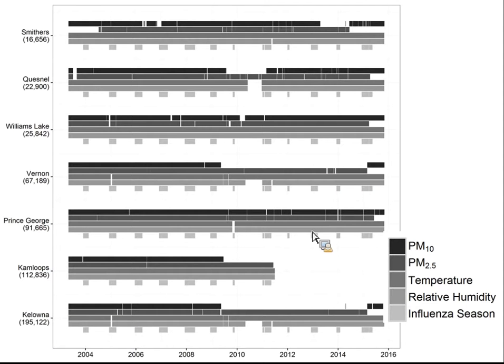This is what the time series of data looks like for each of these local health areas. They are sorted here according to their population size. You can see the dark line is PM10 measurements, the lighter line is PM2.5, then we have temperature, relative humidity, and we've defined an influenza season for the analyses.